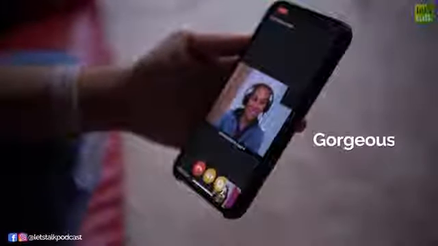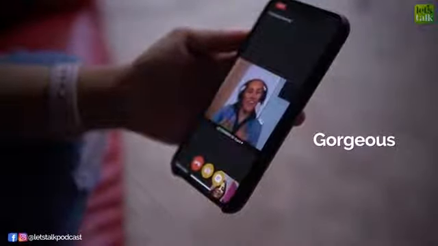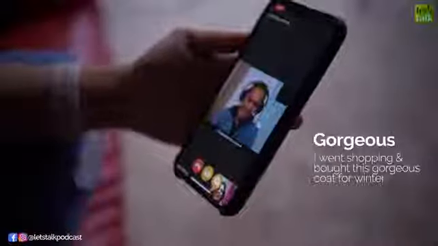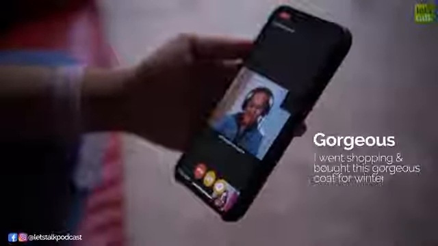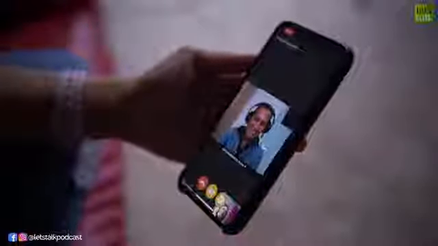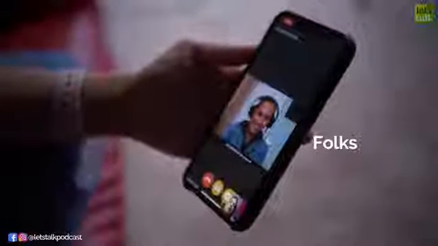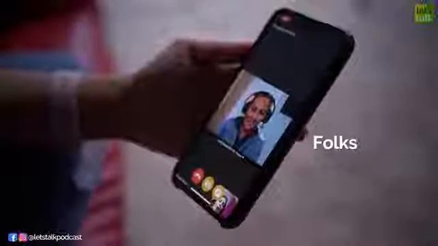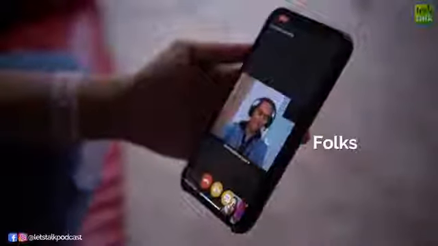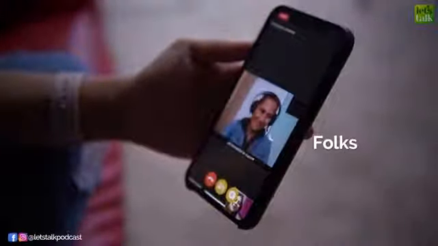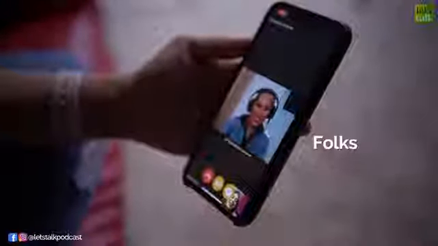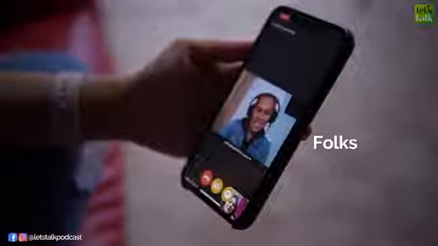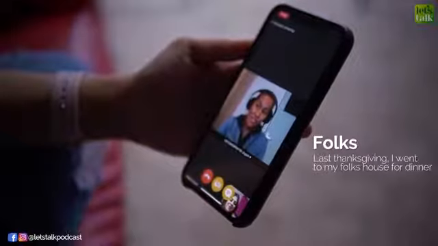A sentence using the word gorgeous. I went shopping and bought this gorgeous coat for winter. Yes, that's perfect. It's getting cold and you got a gorgeous jacket for yourself. Awesome. Another word is folks. Folks, can you spell it for me, please? Folks. Thank you. If you could just help me with a sentence around the word. Sure. A sentence using the word folks. Last Thanksgiving, I went to my folks' house for dinner.